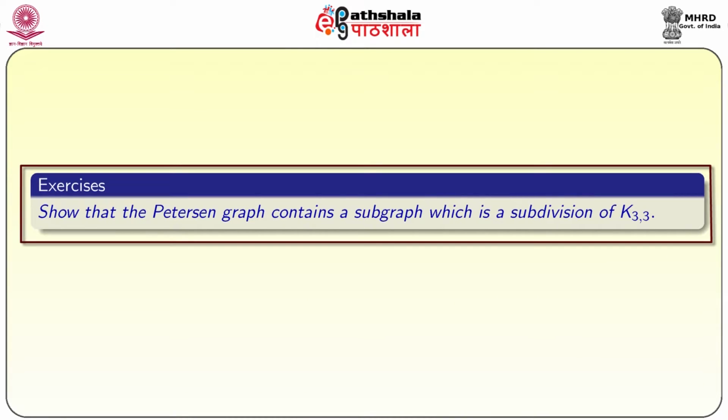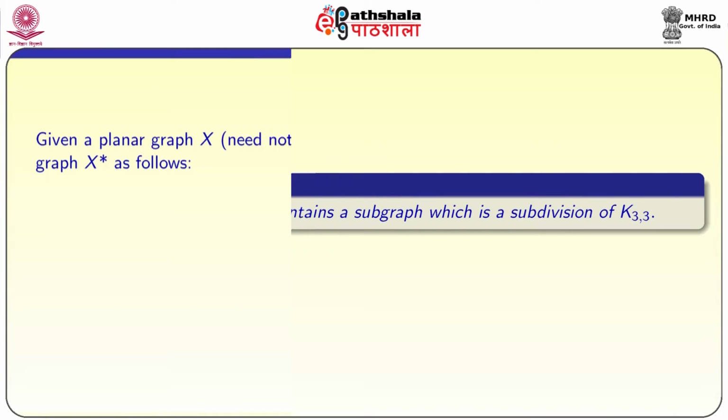Show that the Petersen graph contains a subgraph which is a subdivision of K33. Leave it as an exercise. One can check easily that the Petersen graph contains a subdivision of K33.